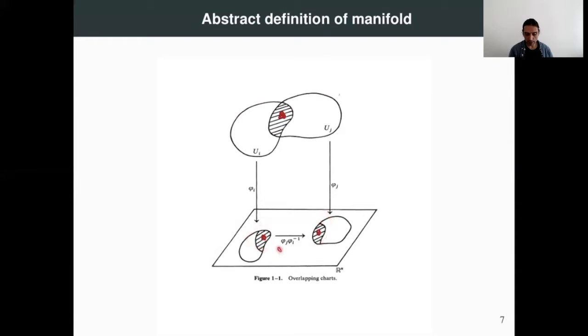And this is exactly what the coordinate change does. So we can just consider the domains of the parameterizations and identify points by using the coordinate changes. In that way, we are going to obtain another model of our manifold. And that idea is the idea that we are going to use to define what an abstract manifold is.